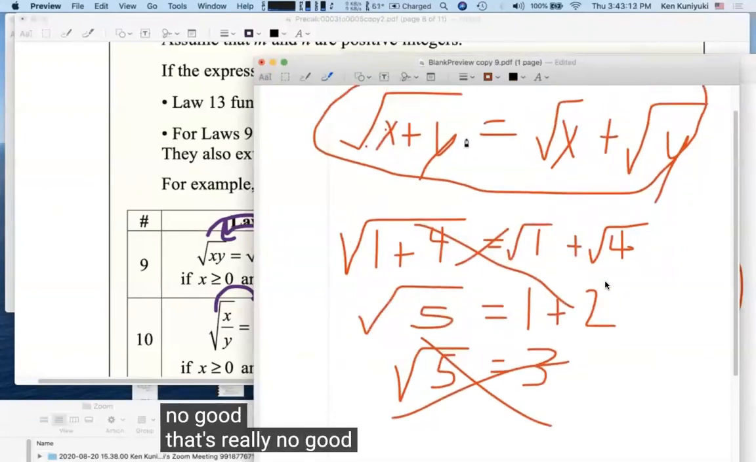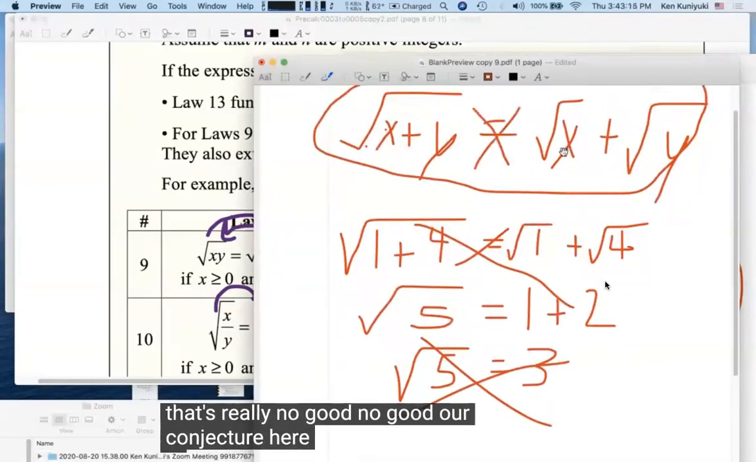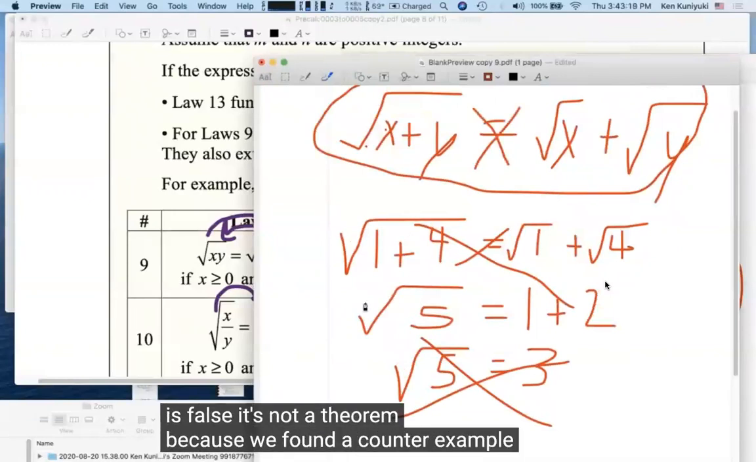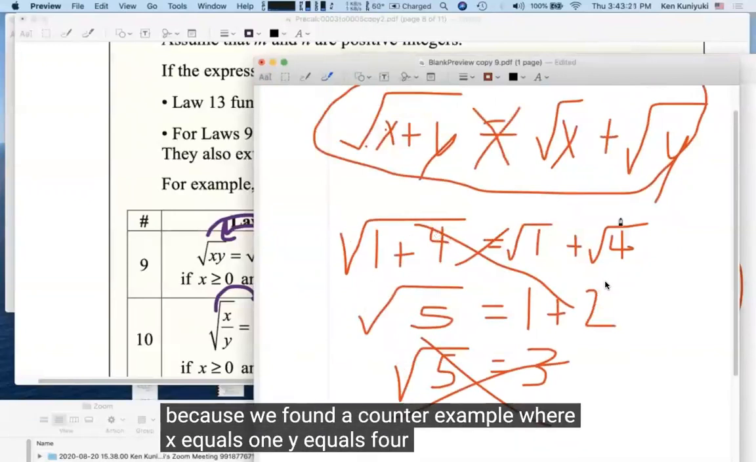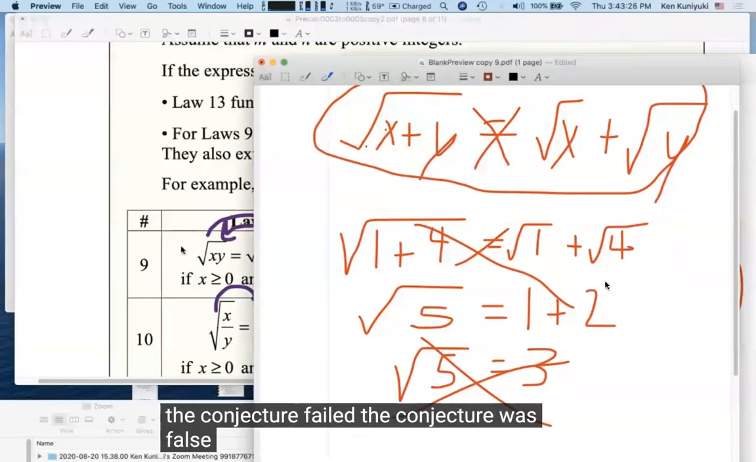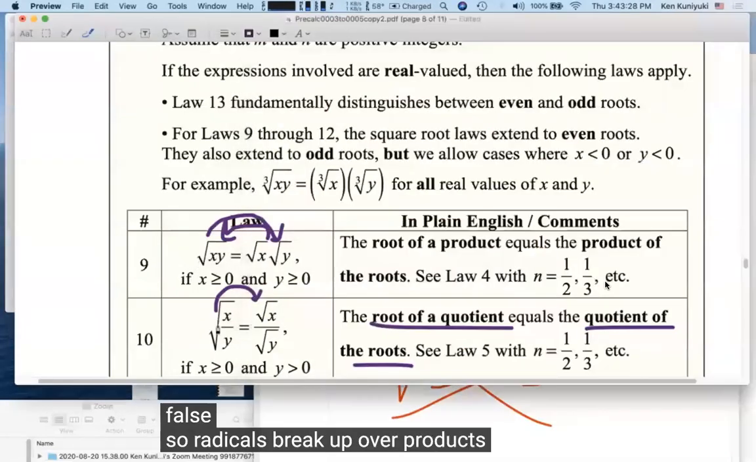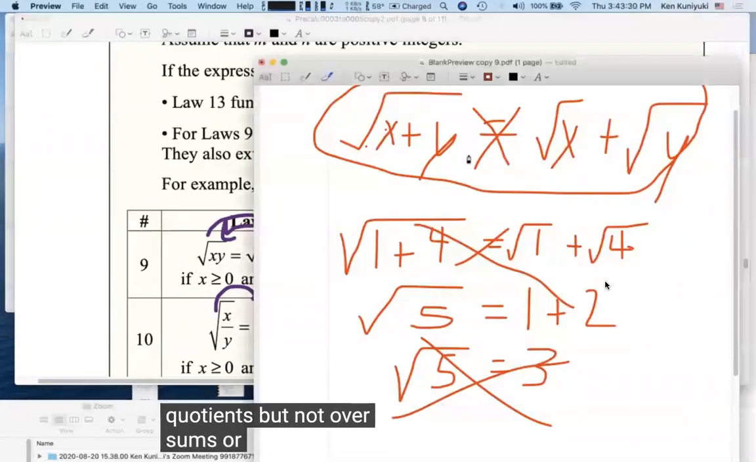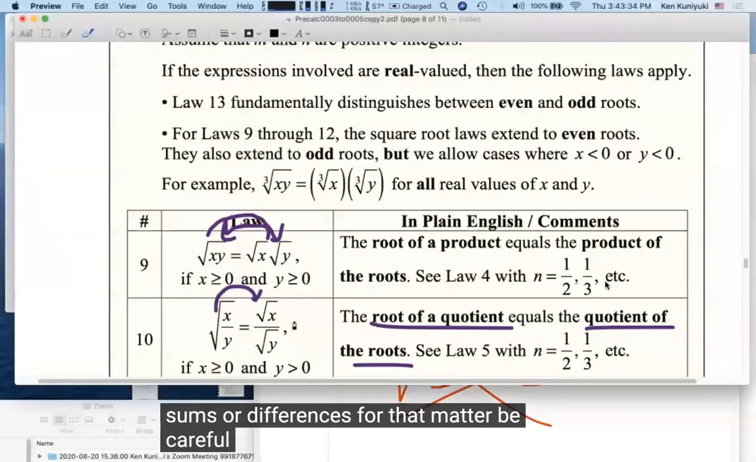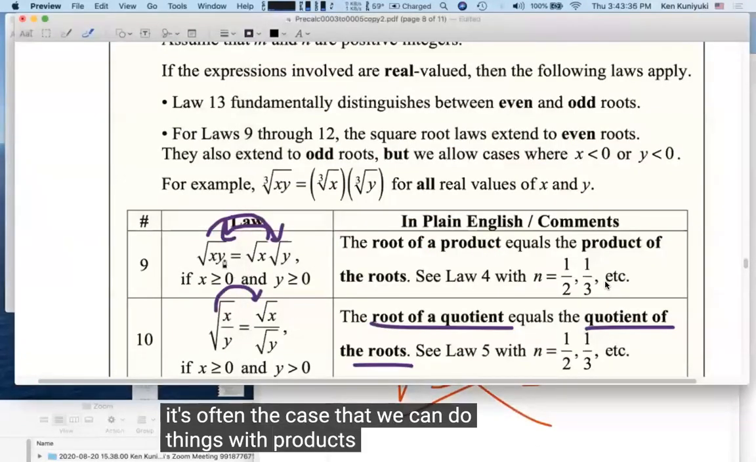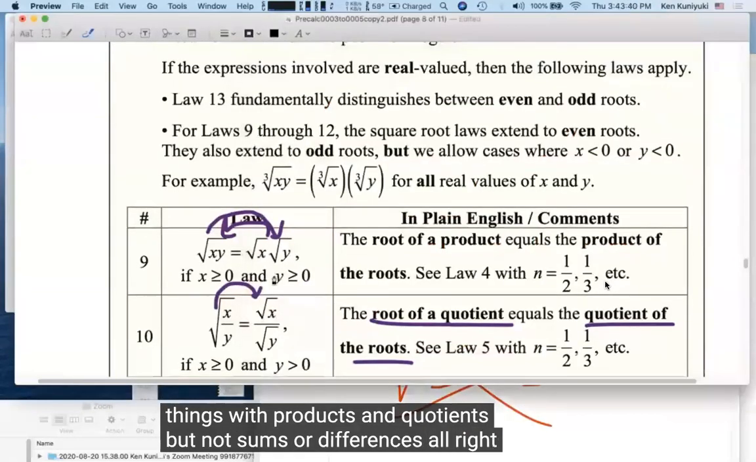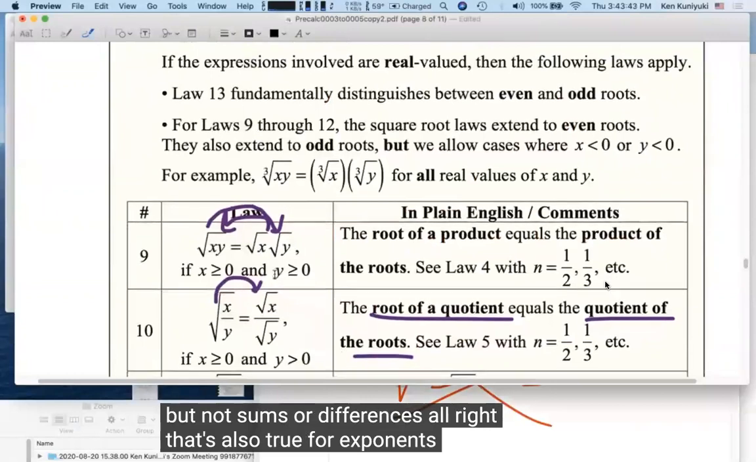That's really no good. Our conjecture here is false. It's not a theorem, because we found a counterexample where x equals 1, y equals 4. The conjecture was false. So, radicals break up over products and quotients, but not over sums or differences for that matter. Be careful. It's often the case that we can do things with products and quotients, but not sums or differences. That's also true for exponents.